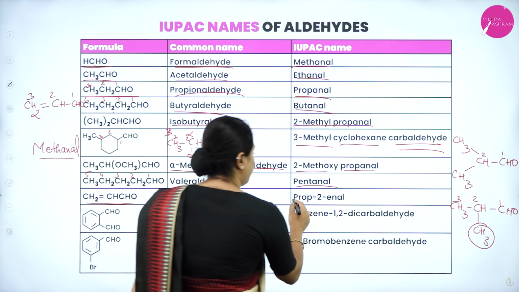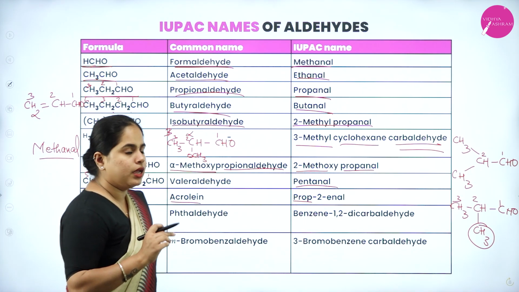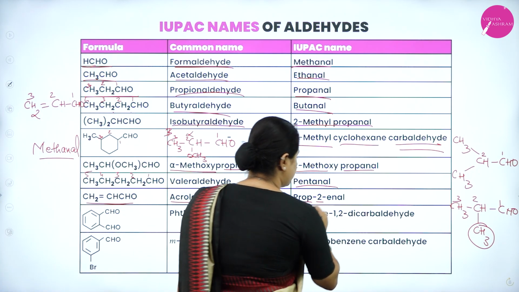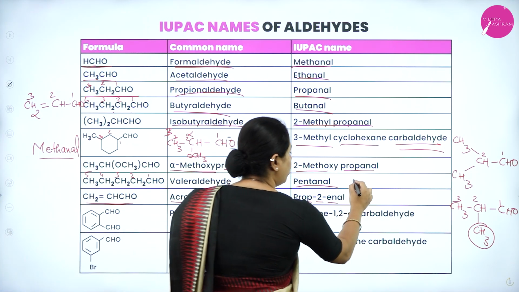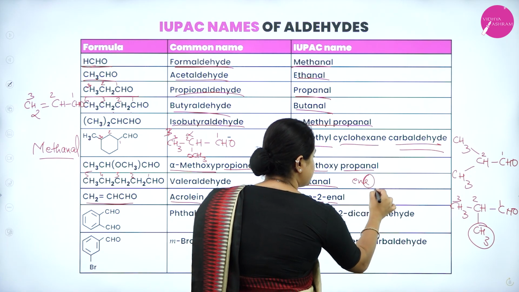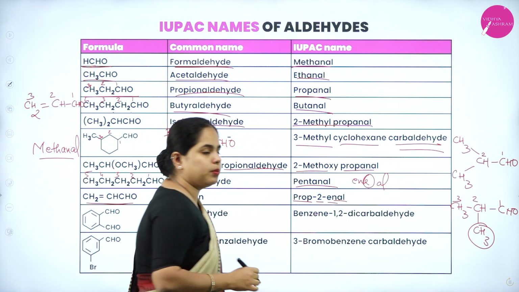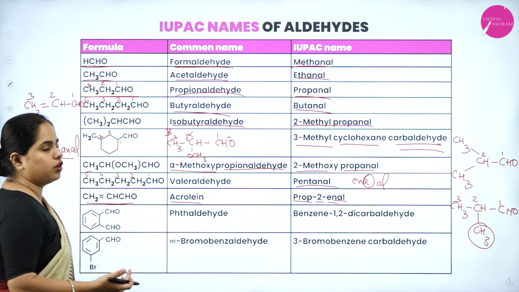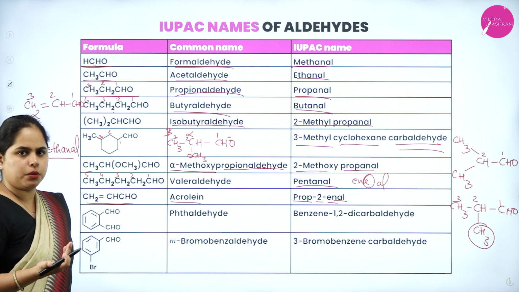First you write the prop, which is your hydrocarbon. Then on the second carbon atom you have the double bond, so mention that 2, then ene. Don't write the e of ene; instead of this e write al, so it will be prop-2-enal. Clear? You don't mention the position of the aldehyde, as it is on the first carbon atom itself.